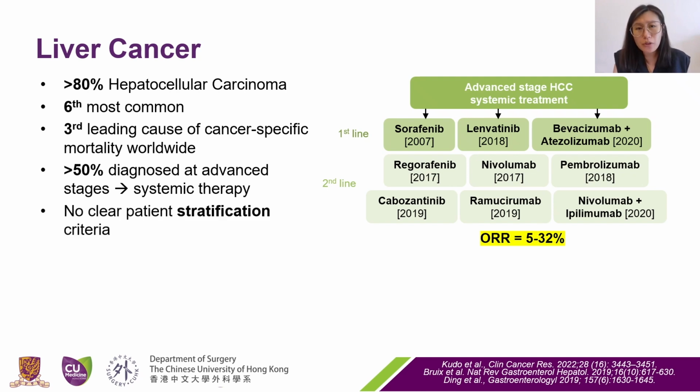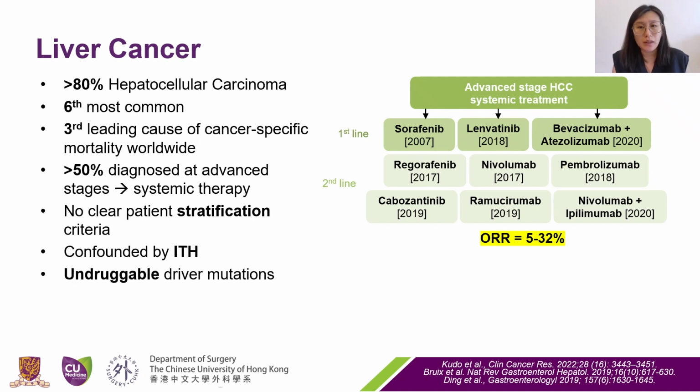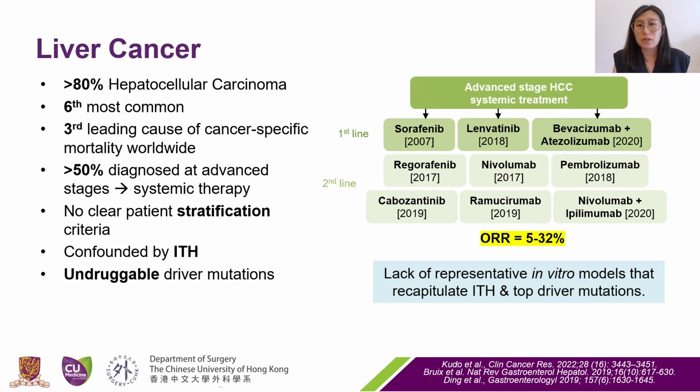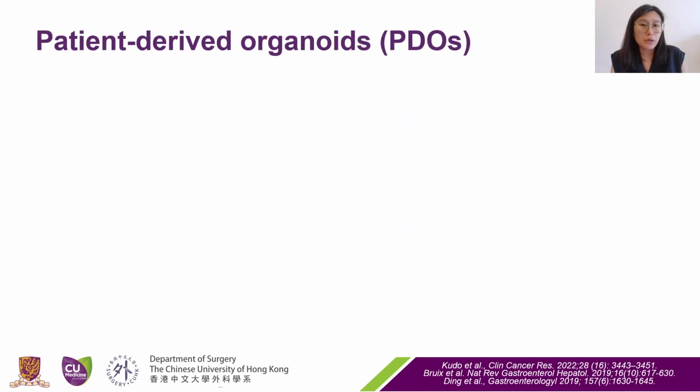Unfortunately, there's no clear patient stratification for these treatments, and this problem is further compounded by the issue of intratumoral heterogeneity, as well as the fact that the top driver mutations in HCC remain undruggable. These issues are partly due to the lack of representative in vitro models that can recapitulate ITH as well as the top driver mutations in HCC. One way that we could address this is by using patient-derived tumor organoids, or PDTOs.